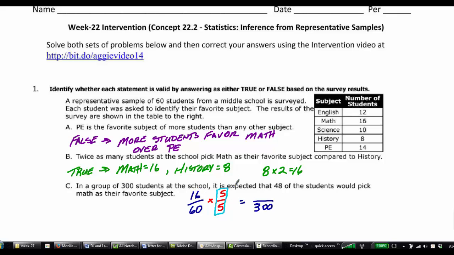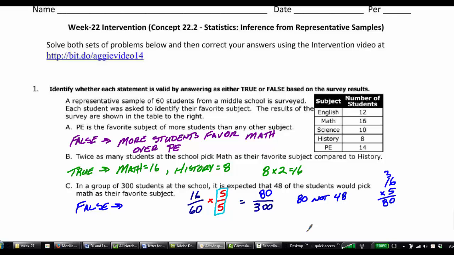Now I need to check and see what's 16 times 5. Well, I know what it's not. I know it's not 48 because that's 16 times 3. But let's just go out here and see. 16 times 5. 5 times 6 is 30. Carry the 3. 5 times 1 is 5. And 3 makes 8, so 80. 80 students out of 300 would pick math, not 48 students. So this is false. It should be 80, not 48.